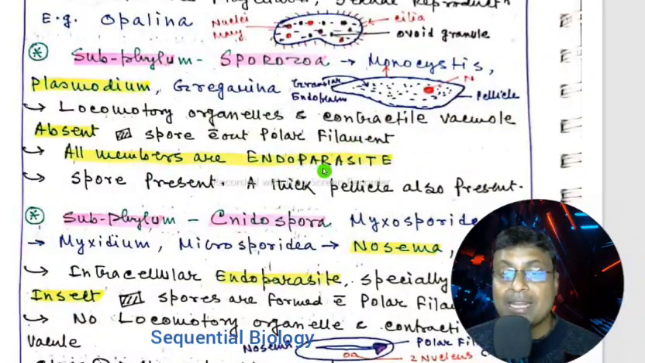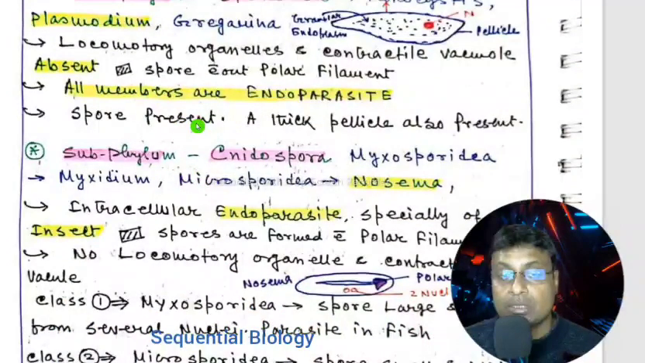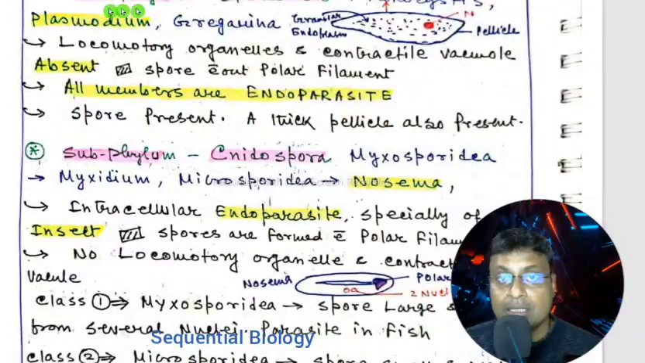All members are endoparasites. That means all the members cause different types of disease in humans. And also spores are present. With the help of these spores, they can reproduce when conditions are unfavorable. And a thick pellicle is also present. This thick pellicle protects these organisms from digestive enzymes. Then these are the characteristics of this phylum Sporozoa, and Plasmodium, Gregarina, and Monocystis are included in this subphylum.